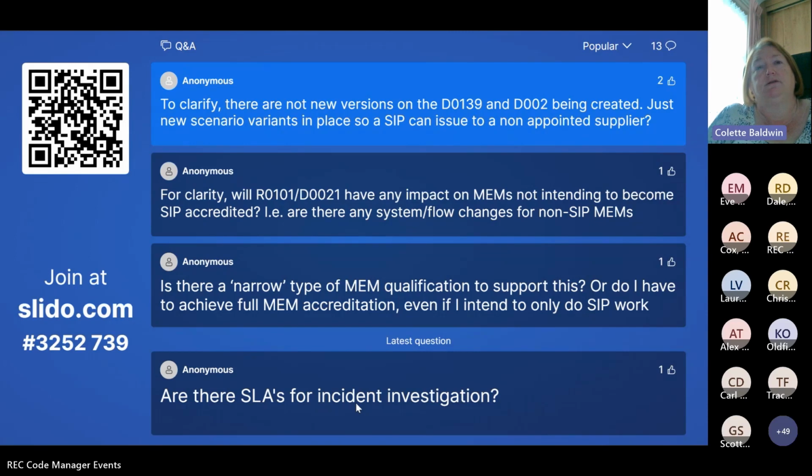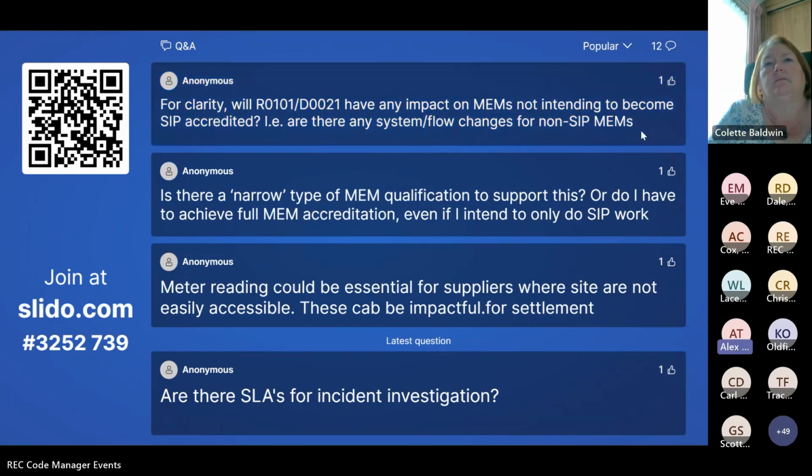That's correct. So if you're the SIP on site and you need to send a supplier a flow, and you're not that supplier's MEM, that's the purpose of the role code on these new scenario variants. So it will allow the supplier to receive the flows from you as the non-appointed SIP for that site. Sure, that's cool. But there's no changes to the actual structure of those flows or anything like that. Nothing. It's just a new scenario variant. Absolutely the same. Exactly. Yeah. Wonderful.